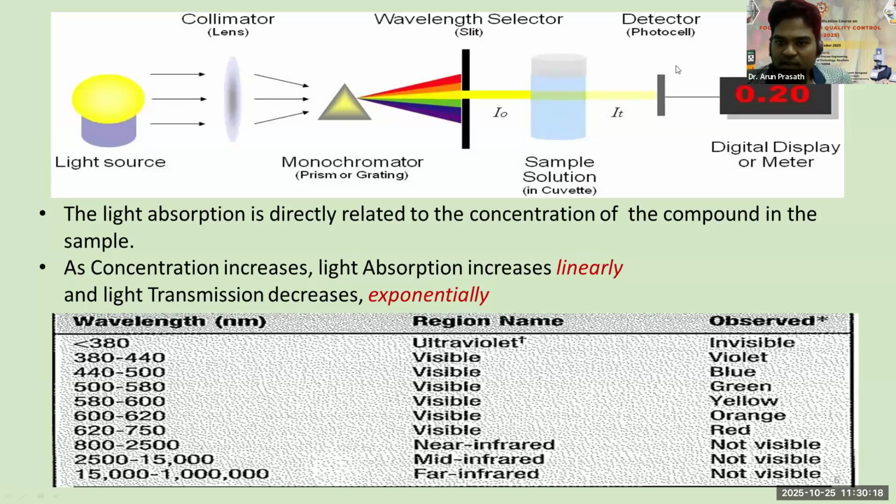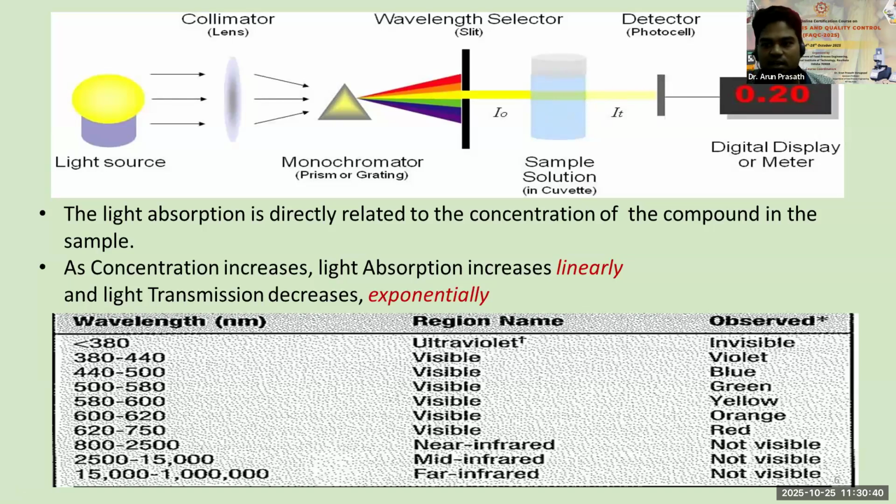Then we use a simple photocell as the detector; there are different types of detectors we will be discussing in the following slides, along with the display meter. The light absorbance is directly related to the concentration of the component in the sample. As the concentration of the sample increases, the light absorption increases linearly, and the light transmission decreases exponentially.